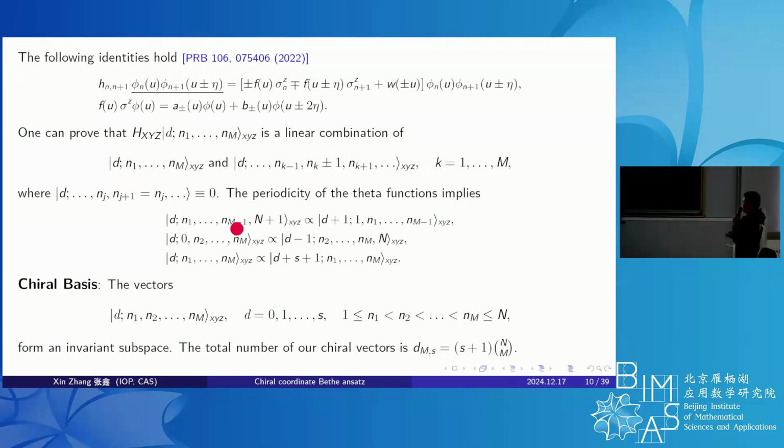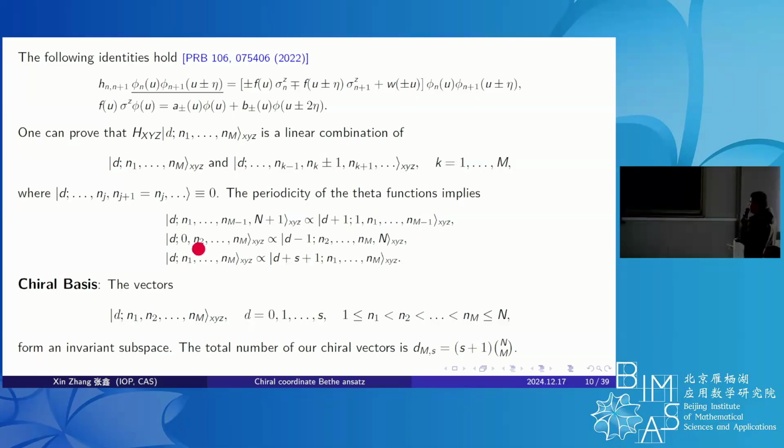Here we just know that if ng and ng+1 are equal, then this eigenstate is just 0, it is trivial. Then the periodicity of the theta function implies that on the right hand side we will have the position of the kink shifted by +1 or -1.